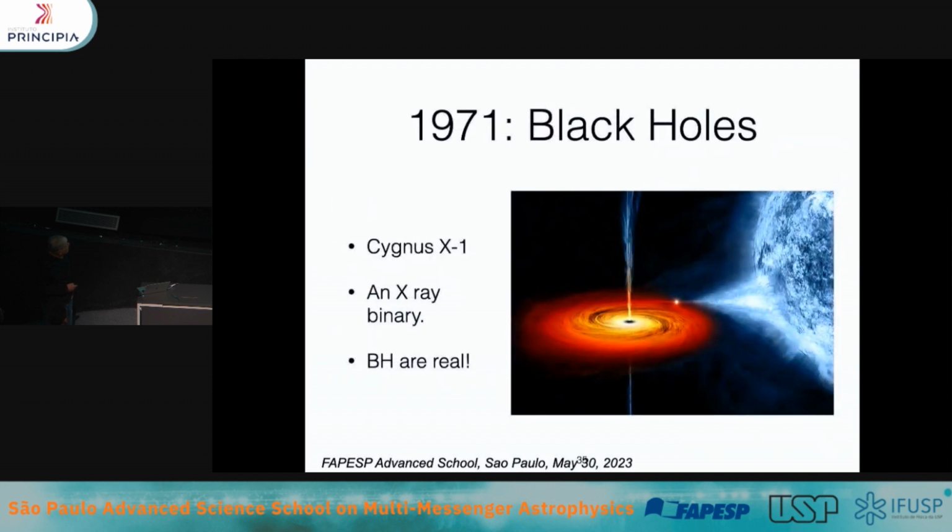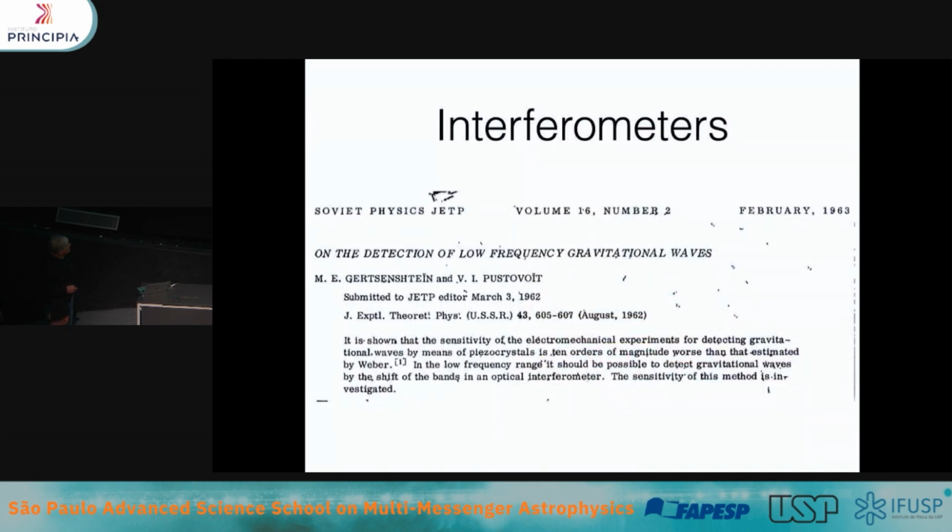Well, you also saw a slide about this just very recently. Cygnus X-1 was the very first black hole ever discovered, and Stephen Hawking lost his bet. So black holes are real.